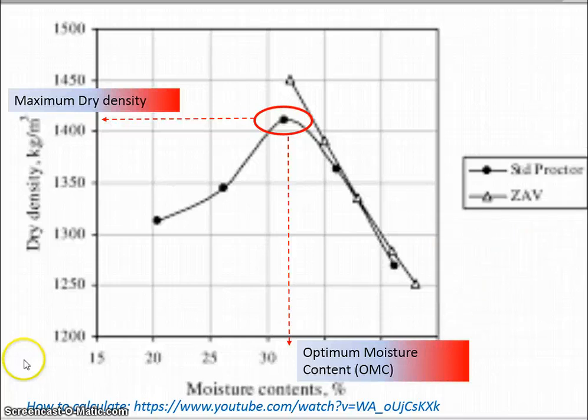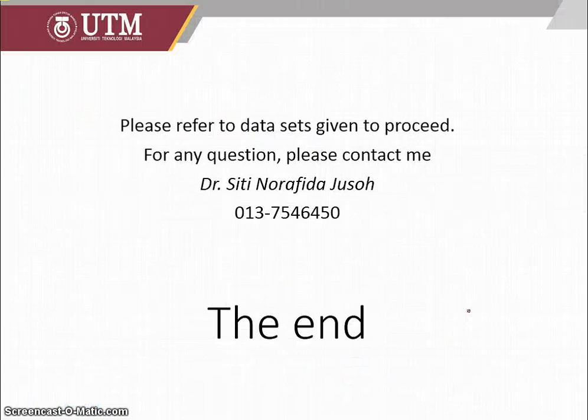Okay, I'll try to draw what happens if the zero air void is inside. So if the zero air void is inside the curve, it is wrong. So you can give your opinion on why it happened. So usually because of a fault during the compaction.